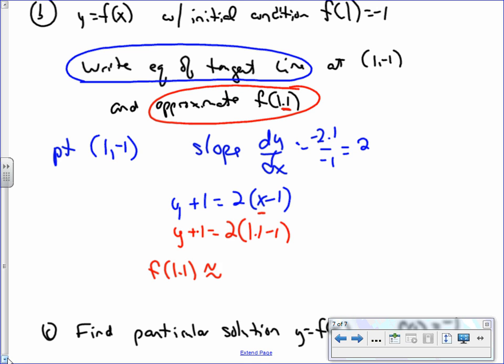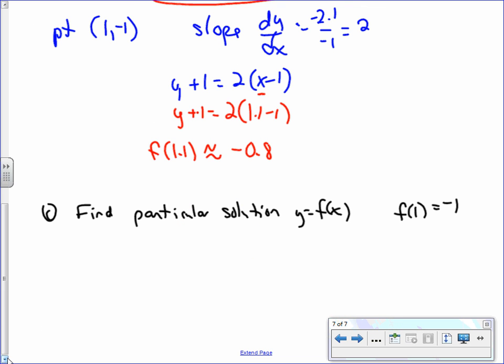Negative 0.8, right? Okay. I cannot tell you what the second question is going to be. If this is the format of one of the questions, slope field at the top, question B, and then the separate your variables problem at the bottom, it could be anything. Just try not to look at it like, oh no, this is a separate the variables.